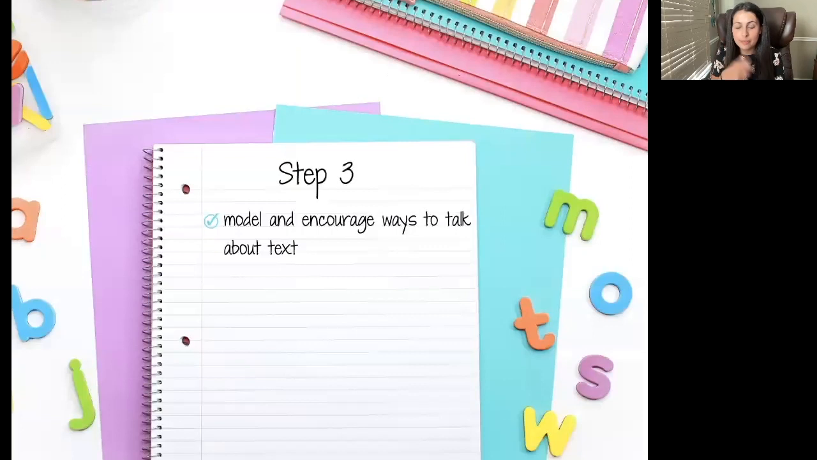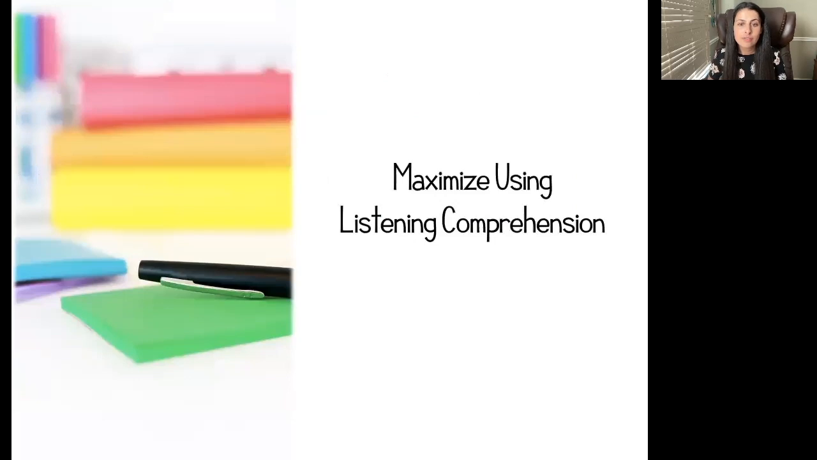All right, step 3. Model and encourage ways to talk about text. This is a really powerful tool to use in your classroom. The best part is you can use it with any lesson and any text. So maximize that listening comprehension.